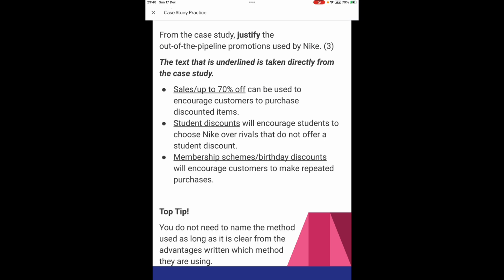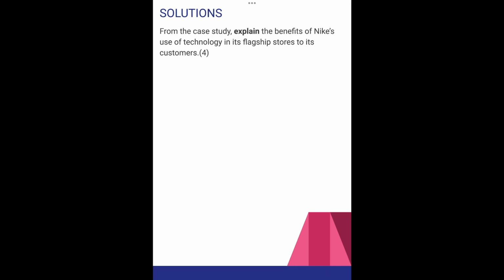One of the top tips here, though, is that you didn't actually need to name the method. As long as you'd said that they could be used to encourage customers to purchase discounted items, they can encourage students to choose Nike over rivals, or that it can encourage customers to make repeat purchases, then that would have been sufficient.